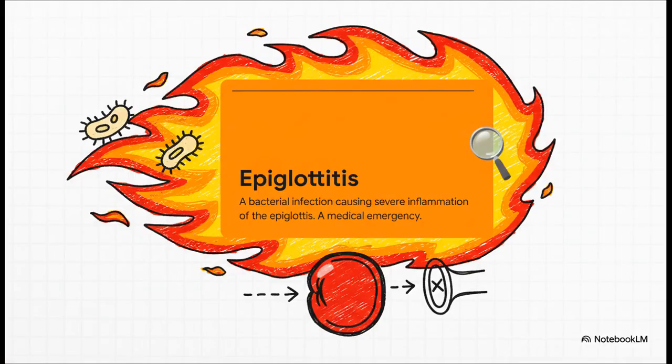First up is epiglottitis. I want you to think of this as a wildfire. It's a bacterial infection that causes the epiglottis, that little trapdoor that covers your windpipe, to swell up like a giant angry cherry, and this can slam the airway completely shut with terrifying speed.